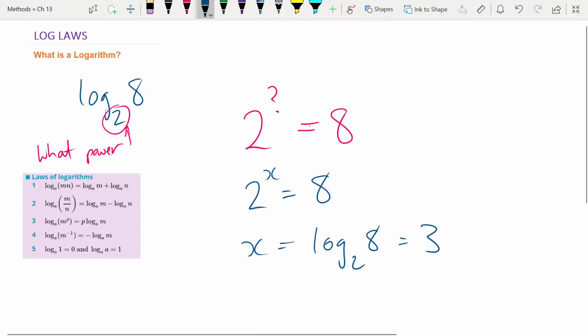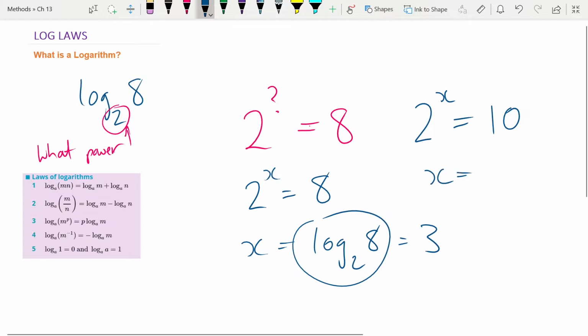There will be times where you won't get a nice whole number. You might have to round off to decimal places, or you could leave it in log form for your exact value. So, for example, if you had 2 to the power of x equals 10, we know that 2 cubed would be 8, and 2 to the power of 4 would be 16. However, we don't have a nice even number that we can raise 2 by to equal 10. So we'd just write our final answer in exact form as log to the base 2 of 10.